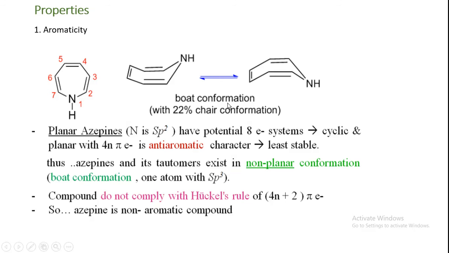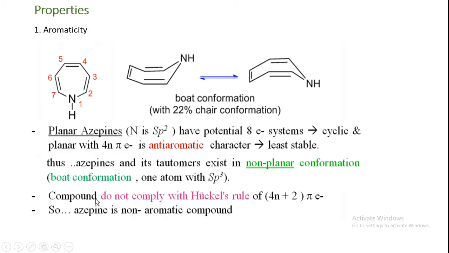Most of the structure is naturally available as a boat conformation, that is 78% boat conformation and 22% chair conformation, that means both conformations are stable. So planar azepine, N is sp2 hybridized, has a potential 8 pi electron cyclic, planar system, which is anti-aromatic in character and least stable. Thus azepine and its tautomers exist in non-planar conformation, with one atom sp3 hybridized.